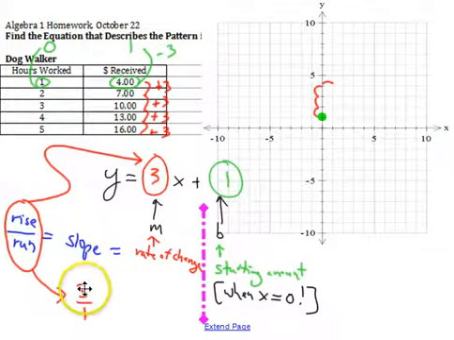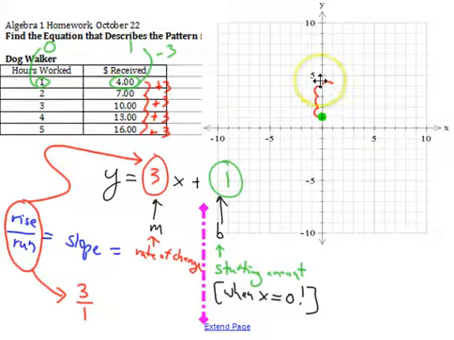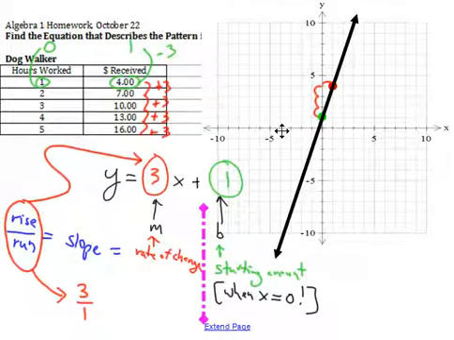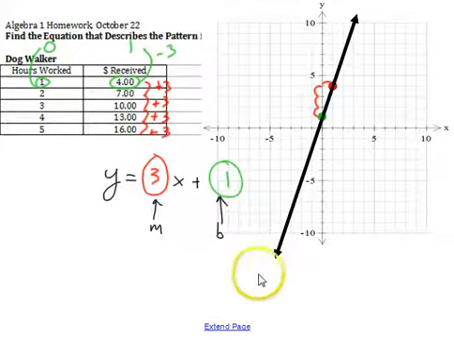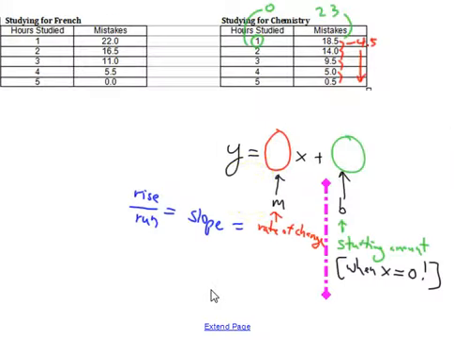And we've talked about the idea that when these are positives, the rise, positive goes up, negative goes down. The run, positive goes to the right, negative goes to the left. These are both positive, so I go up and over. I make a point there, I draw my line through it, clean this up a bit. This equation, y equals 3x plus 1, that is the graph for it. That's all there is to it. Let's do one more, a little more quickly, just to make sure you have it.